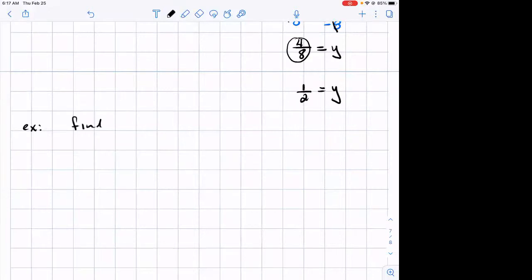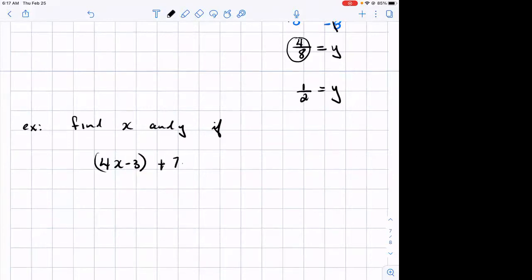Find x and y. So if we have 4x minus 3 plus 7i, that is equal to 5 plus (2y minus 1) times i.